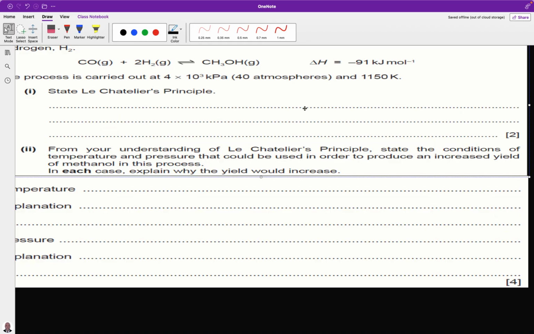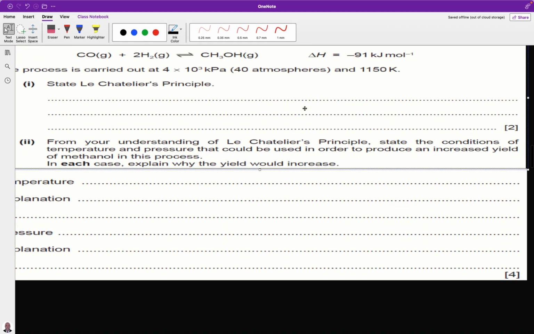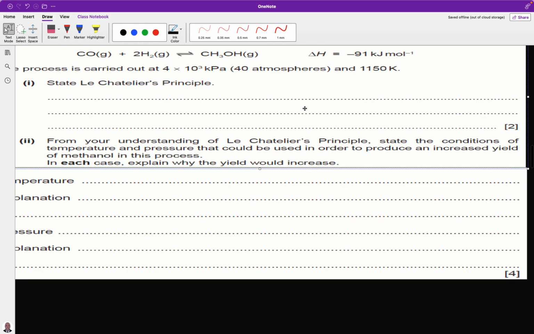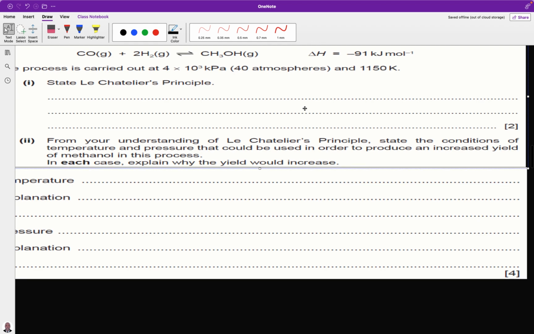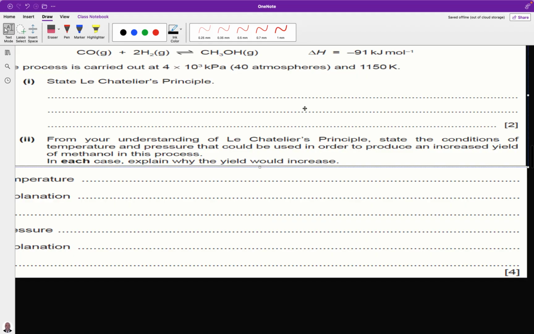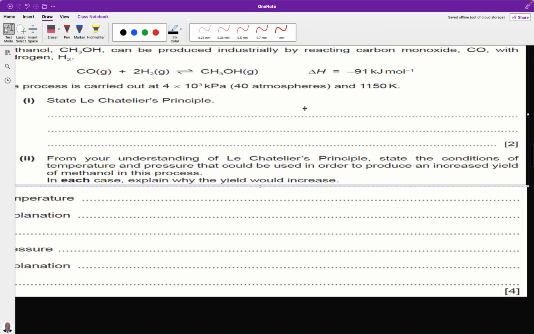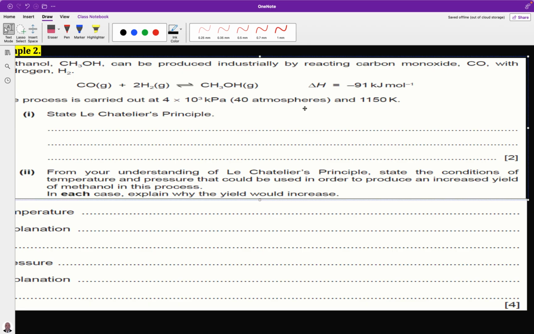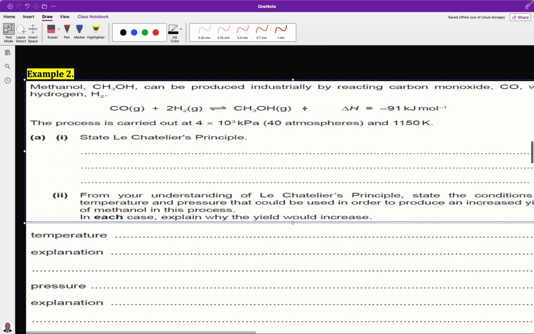From your understanding of this, state the condition of temperature and the pressure that could be used to produce an increased yield of methanol. Okay, temperature and pressure. This is a gaseous reaction. What temperature must be used to increase the yield of methanol? What pressure must be used to increase the yield of methanol?